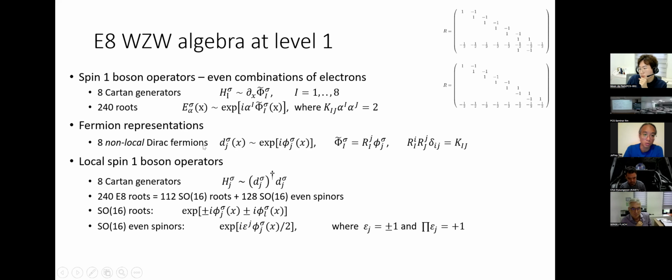So using these non-local Dirac fermions, you can find a different but equivalent presentation of your E8 current operators. The Cartan generators are basically just given by d† d, where d are the non-local Dirac fermions. And you can separate the E8 roots into SO16 roots. There are 112 of them, and then you have 128 even spinors for SO16. So this basically constitutes all the local bosons you have in the model.